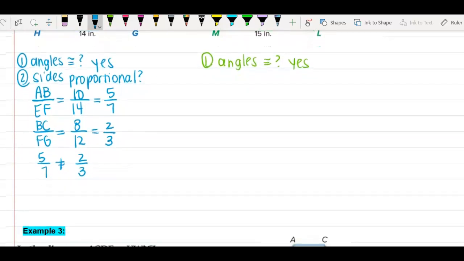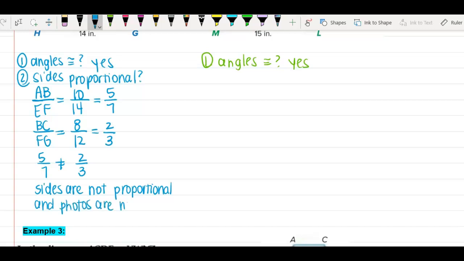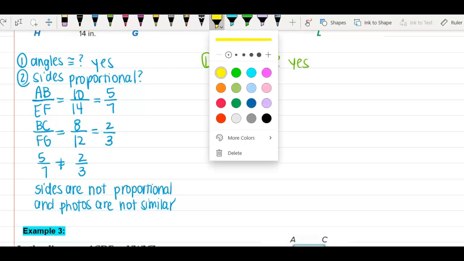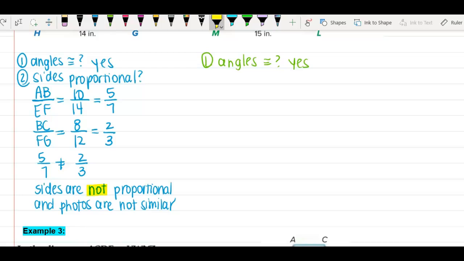So if these don't work, sides are not proportional, and the photos are not similar. Okay, so that's the biggest thing. Not proportional, so they cannot be similar.